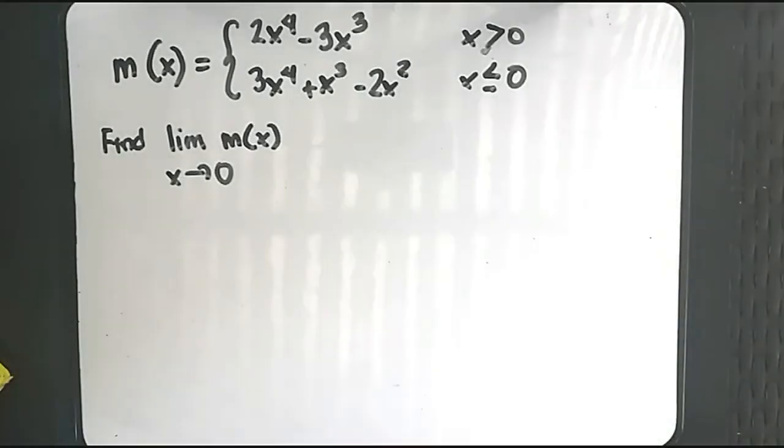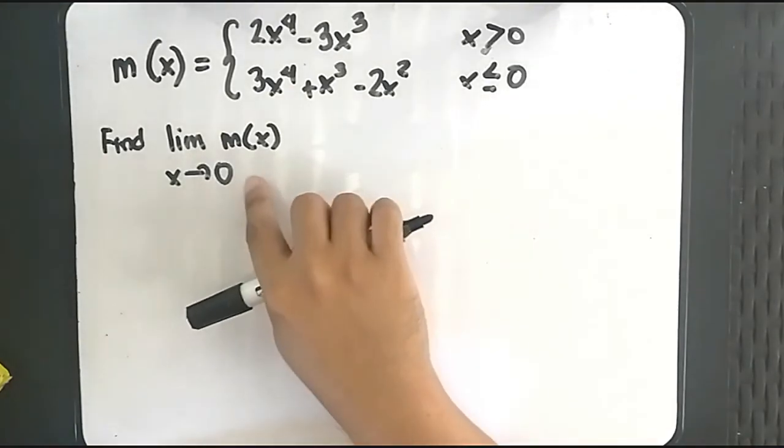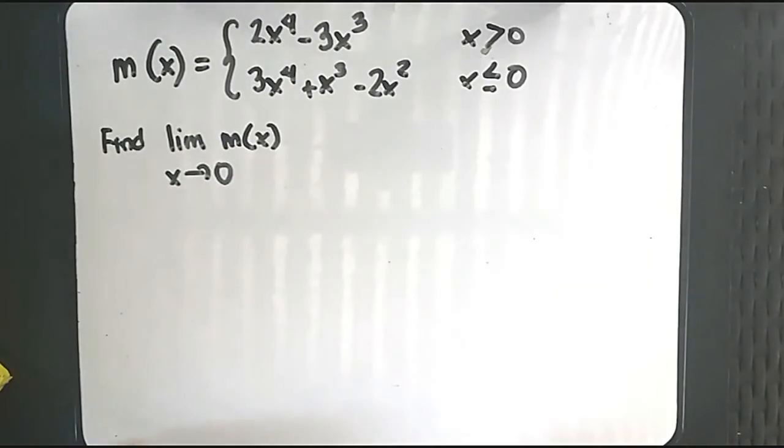Now, let's consider this function m of x is equal to 2x raised to 4 minus 3x cubed whenever x is greater than 0, and 3x raised to 4 plus x cubed minus 2x squared whenever x is less than or equal to 0. And we wish to find the limit of m of x as x approaches 0. Again, this is a two-sided limit, so we consider the one-sided limits from the left and from the right.